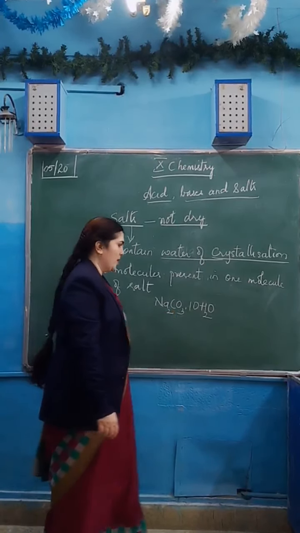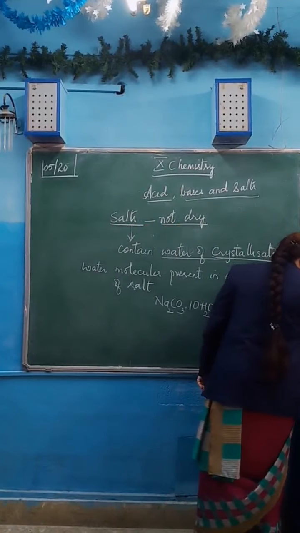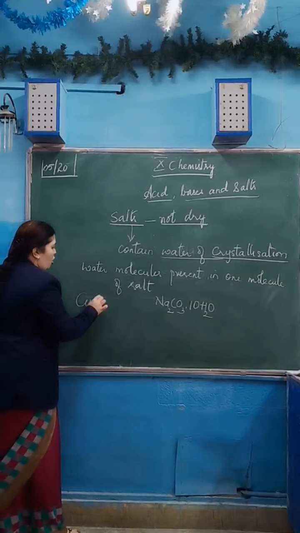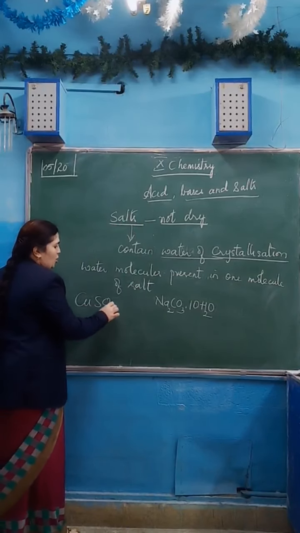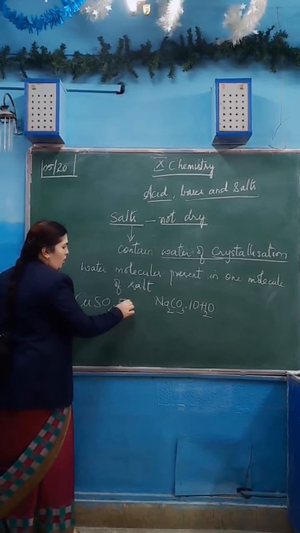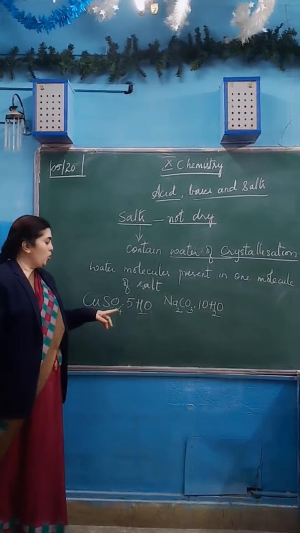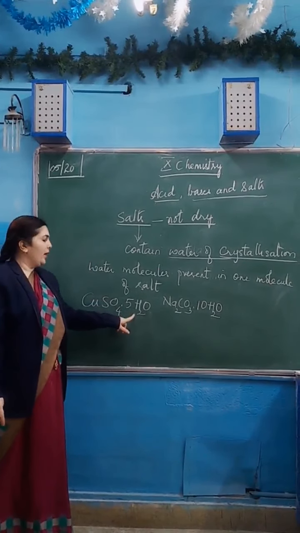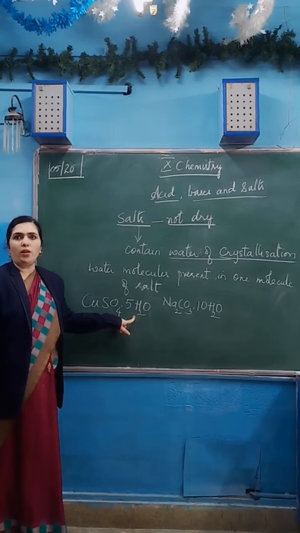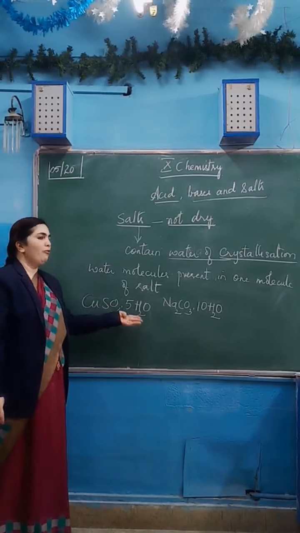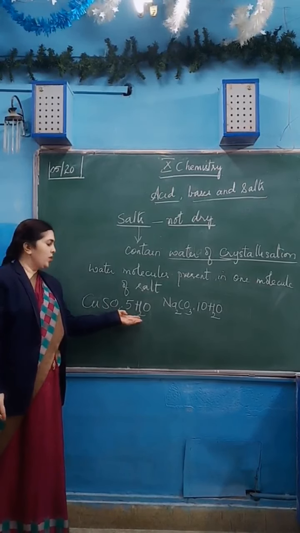Now copper sulfate is also a salt. Copper sulfate salt we write as CuSO4.5H2O. So for one molecule of copper sulfate, there are 5 molecules of water. With one molecule, there are 5 molecules of water. So this is known as what?